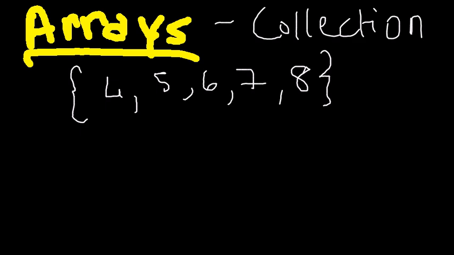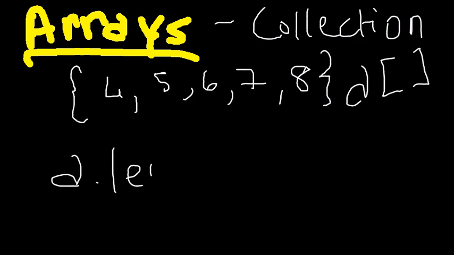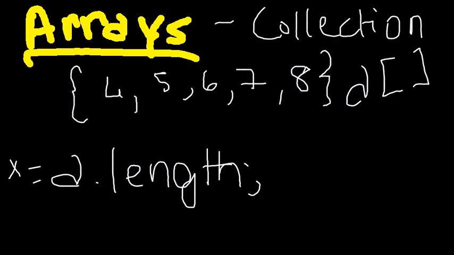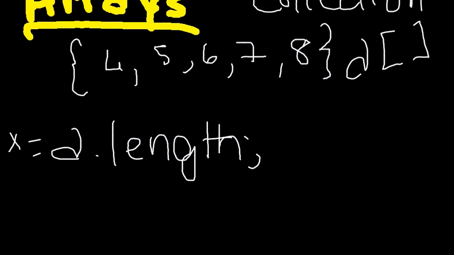0, 1, 2, 3, 4. But say this array was called A, and you called A dot length. Let's say you have an integer x and you want to store it there. x is an int, remember that. Let's say you have this statement. This would assign the value of 5 to x. So this is something you have to remember while using arrays.